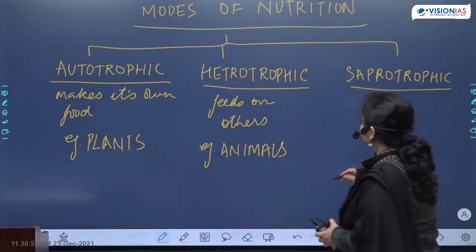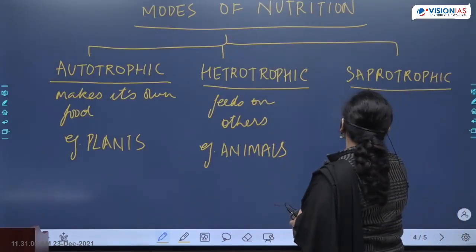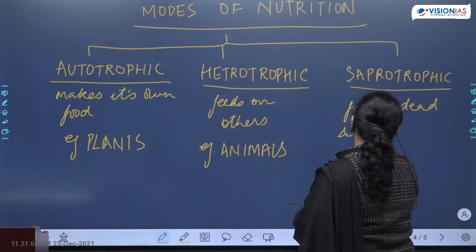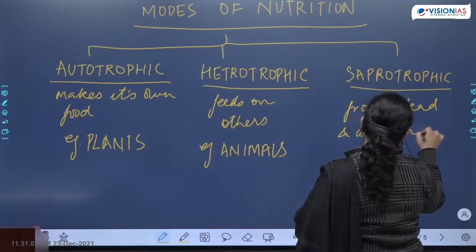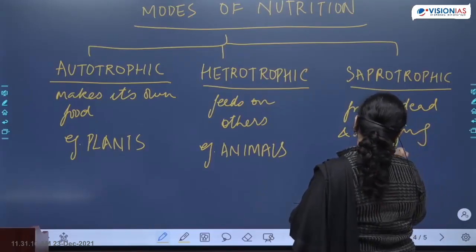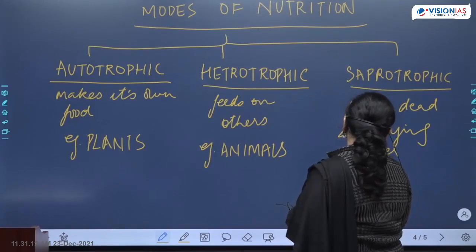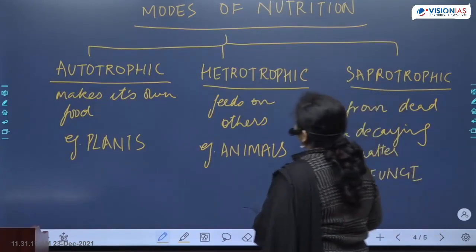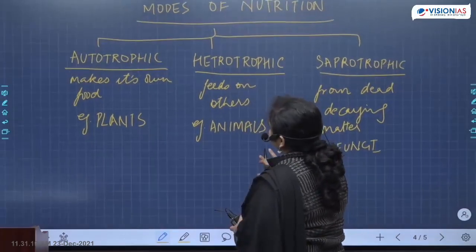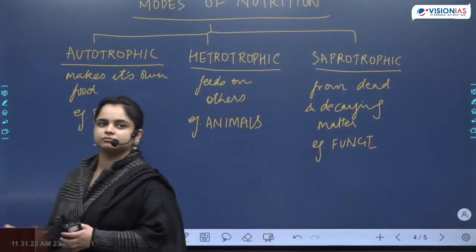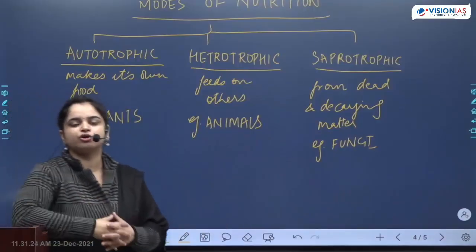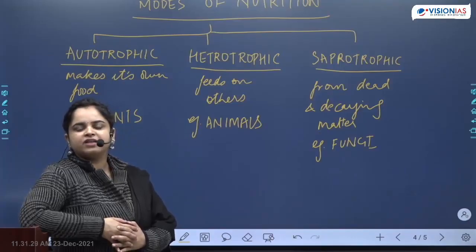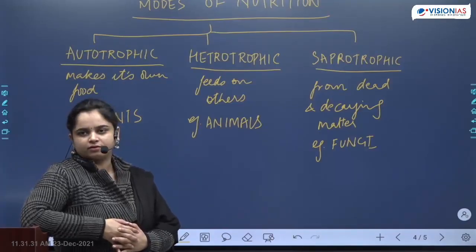This means getting nutrition from dead and decaying matter. And your fungi, they come in this category. When you are getting your nutrients from dead or decaying matter, then your nutrition becomes saprotrophic.